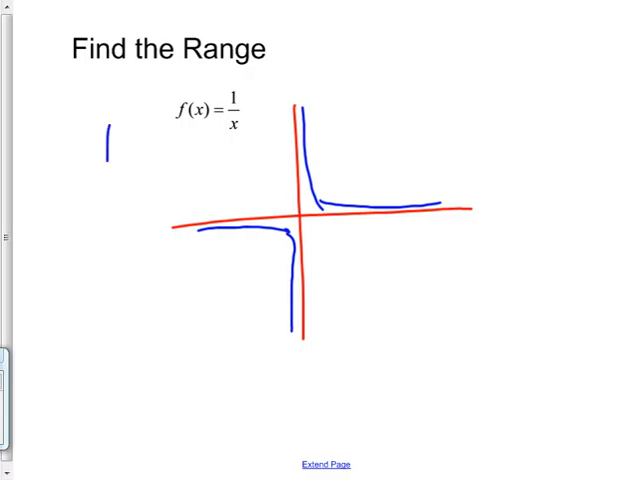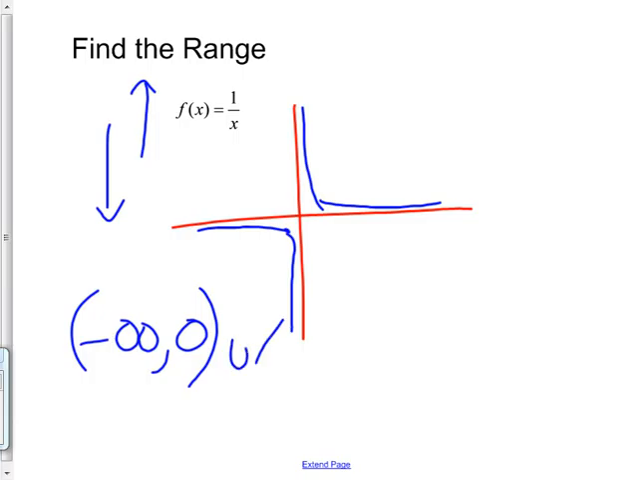The range is from the lowest it goes to the highest it goes. What's the lowest it goes? Negative infinity. Up to 0. Very good. Because 0 it doesn't work at. Then it starts working again at 0, goes to infinity.